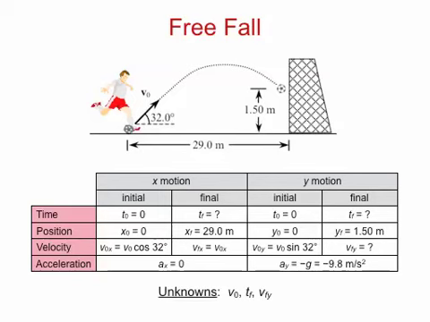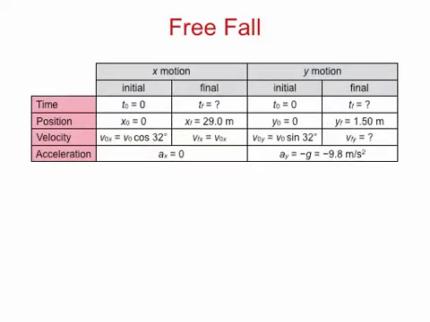So the unknowns in this problem are v0, the initial speed of the ball, t sub f, the final time, and v sub fy, the y component of the final velocity. We're now ready to start solving for the unknowns. For convenience, we'll start out by focusing on v0 and t sub f, and we'll worry about v sub fy later. It turns out that we can't find a single equation in which the only unknown is either v0 or t sub f. So we'll have to find 2 equations containing these 2 unknowns.